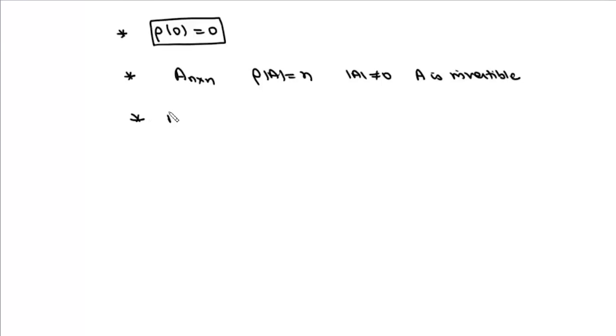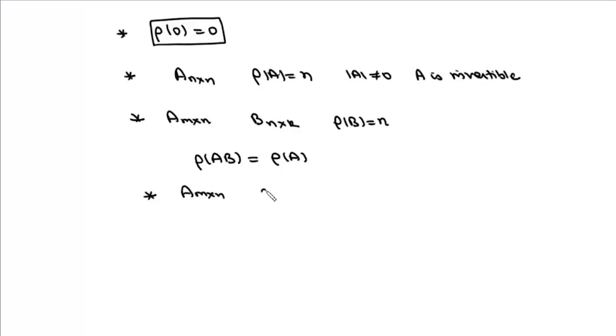Now the next one is, if A is any matrix whose order is n cross n, and we have any matrix B whose order is n cross k such that rank of B is n, then rank of AB will be equal to rank of A. If A is m cross n and C is a matrix whose order is L cross m and rank of C is m, then also rank of CA will be equal to rank of A.